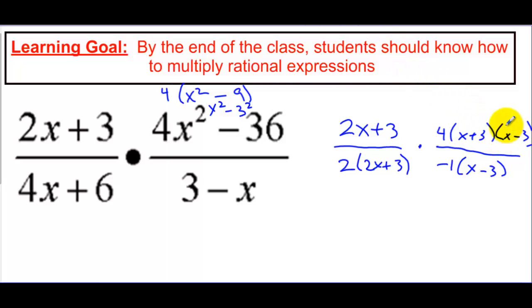Our first cancel, x minus 3 and x minus 3. Okay? I see 2x plus 3 and 2x plus 3. And in this case, I see a 2, and one of the 2's in 4 will go away, which means the 2 times 2, I'll just get rid of one of them. All right, so it looks like the only thing that's left on the top is 2 and x plus 3. So I'll leave that factored, 2 times x plus 3.